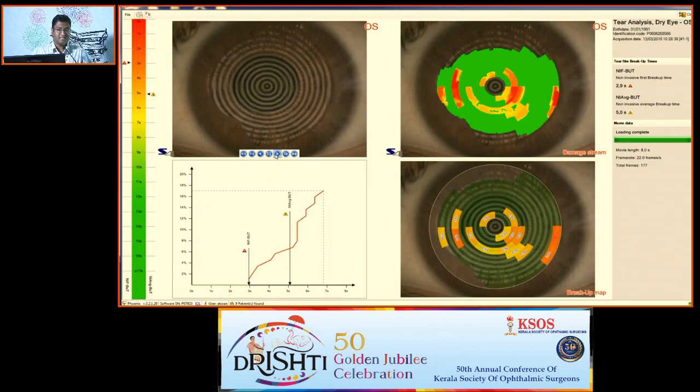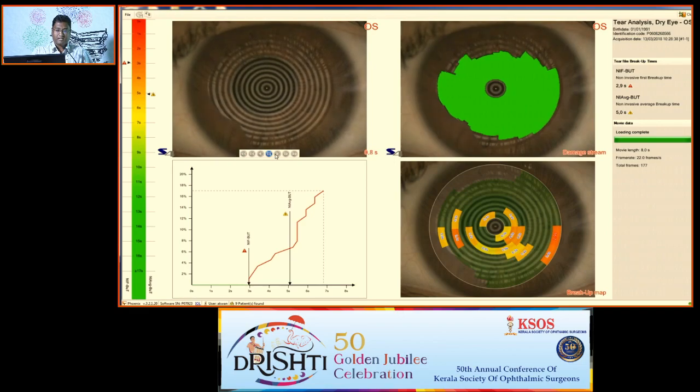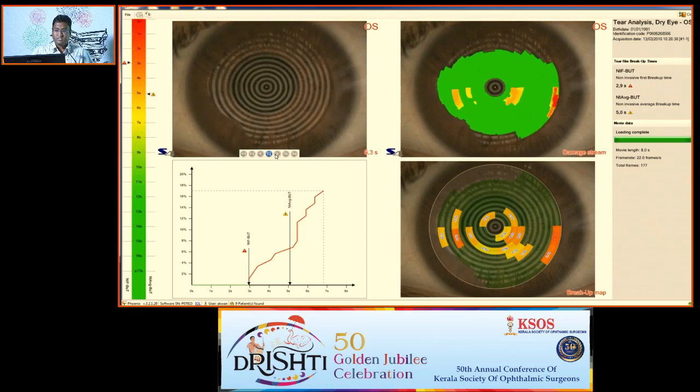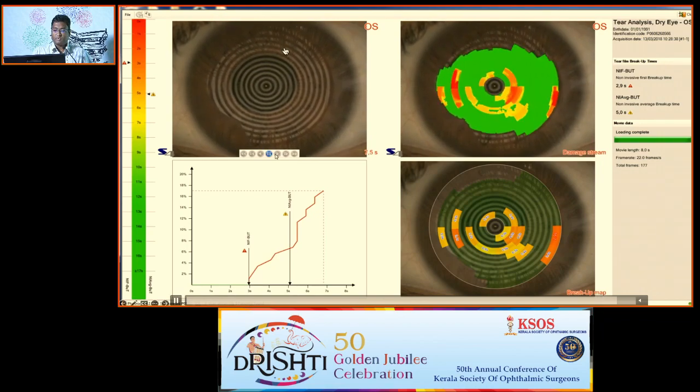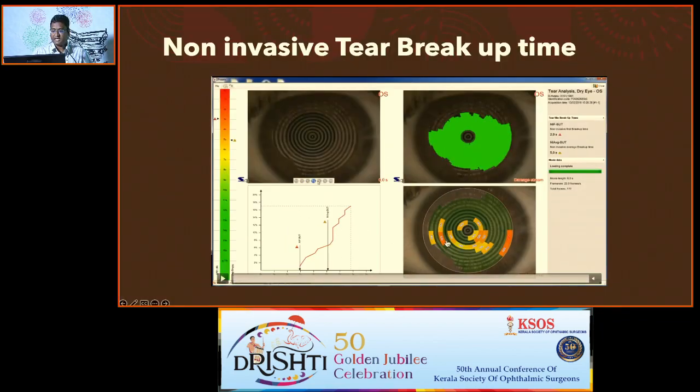The next non-invasive test is the non-invasive tear break-up time. It's more precise and better than the fluorescein strip that we use. Once you ask the patient to blink, you can see those red spots occurring, and here you have the exact seconds in which the dry spots occur on the ocular surface.